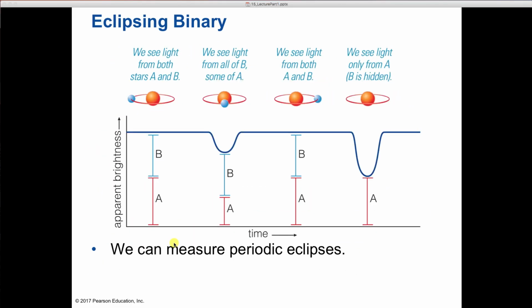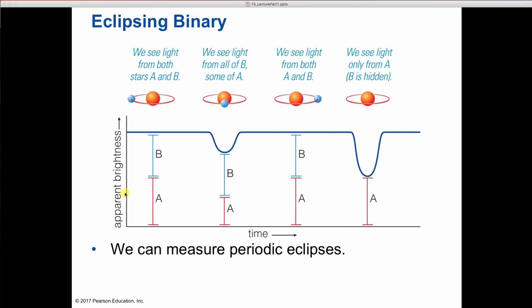So that's the spectroscopic binary system. And then in the eclipsing binary system, what happens here is you've got one star orbiting another again, but the orbit is edge on, or nearly edge on. It might be perfectly edge on or mostly edge on, but it could be a variety of possibilities. While the stars are not in front of each other, you see the total light from both stars, so you see a certain intensity, a certain brightness.